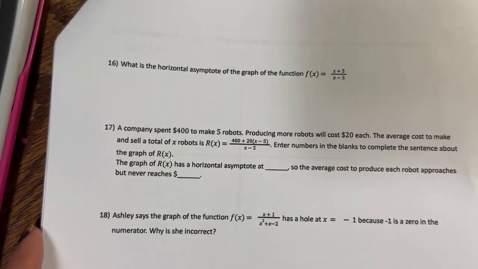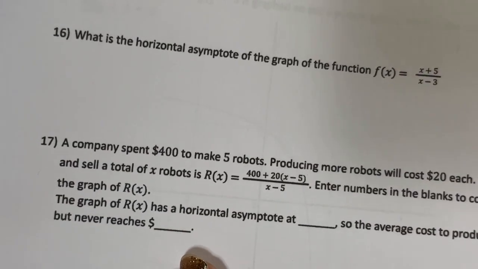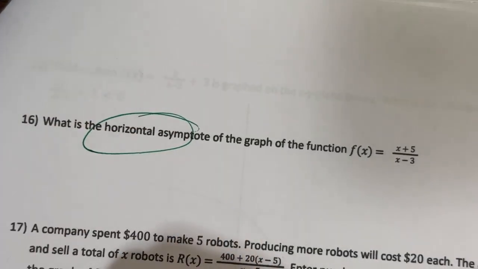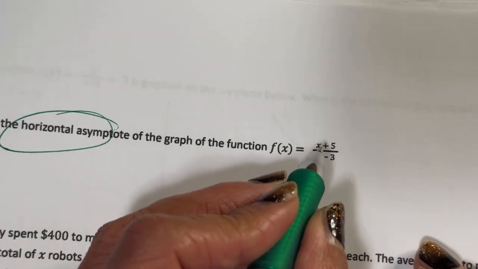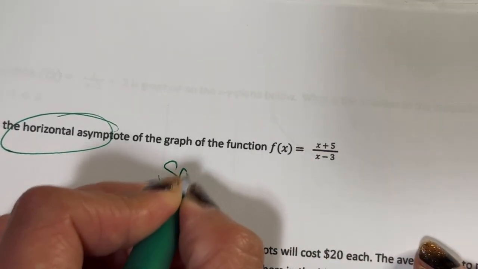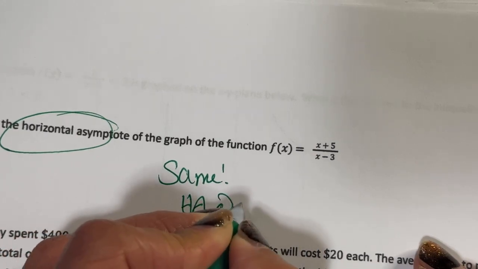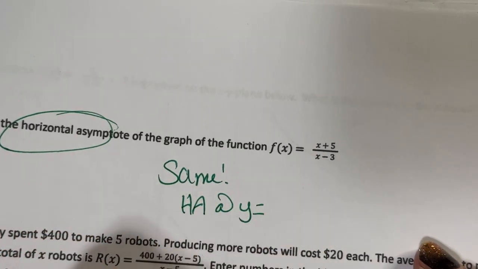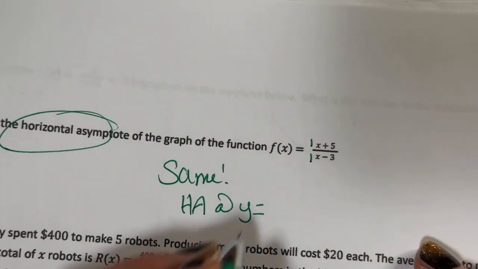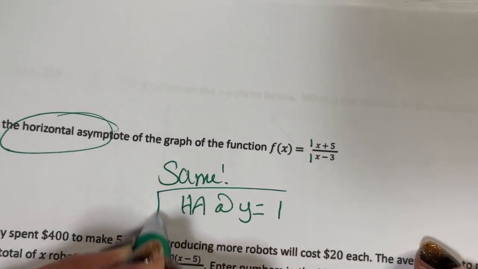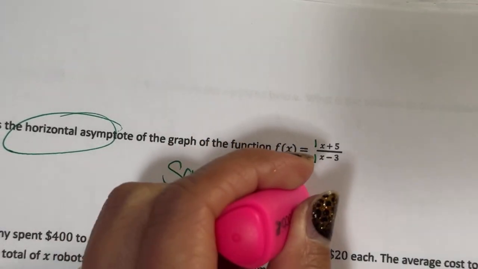All right, number 16, it says, what is the horizontal asymptote of the graph of f of x? So it's just asking for the HA. So we got to ask ourselves, big top, big bottom, or same. And we have the same degree, top and bottom. So when it's the same degree, the HA is at y equals the LC in the top over the LC in the bottom. The leading coefficient top and bottom is just a 1. 1 over 1 is 1. So there is our HA. Bada bing, bada boom.